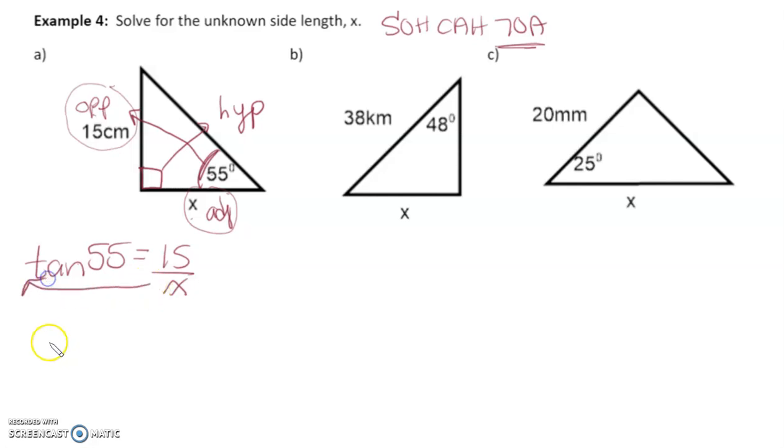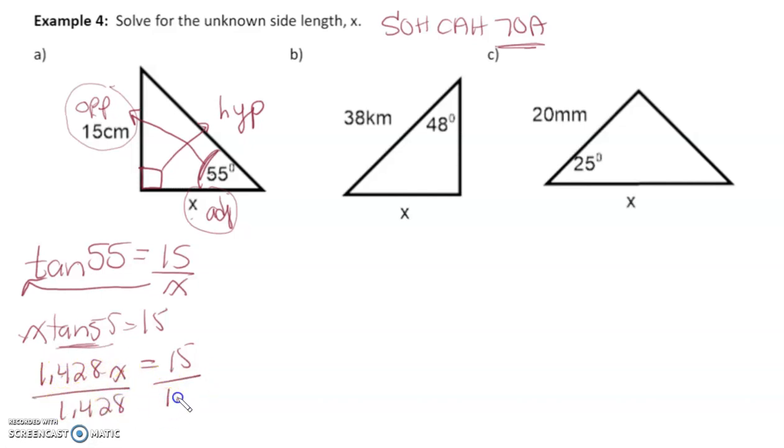Okay, we're going to cross multiply that x up. So we have x tan 55 equals 15. And if you don't like the tan 55 in there, we can go ahead and put this in your calculator. You get 1.428 and then x. Okay? Now, in order to get the 1.428 off of the x, we're going to divide both sides by 1.428. And we get 10.5. Okay, so x equals 10.5, and that's measured in centimeters.